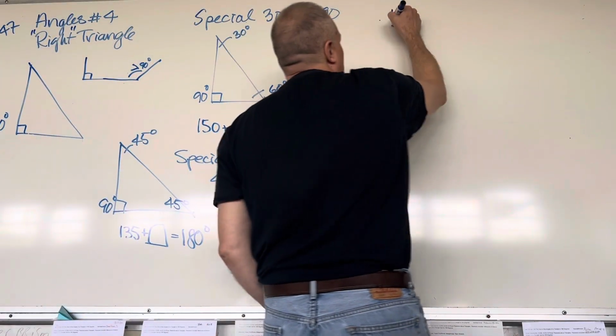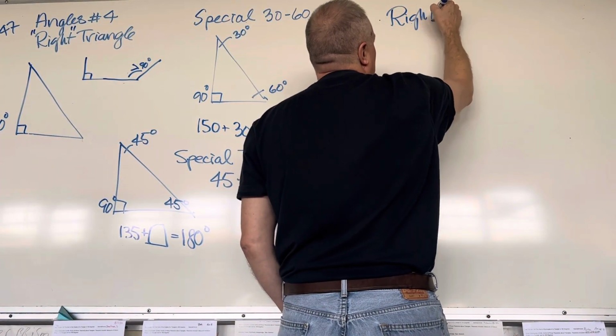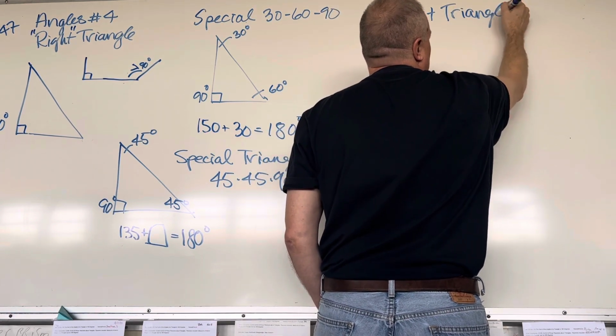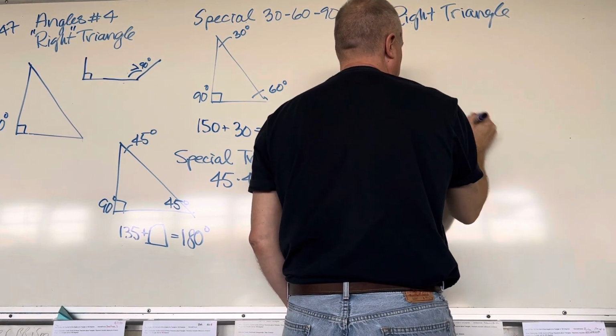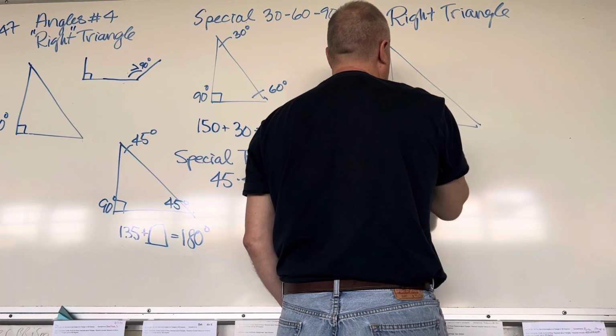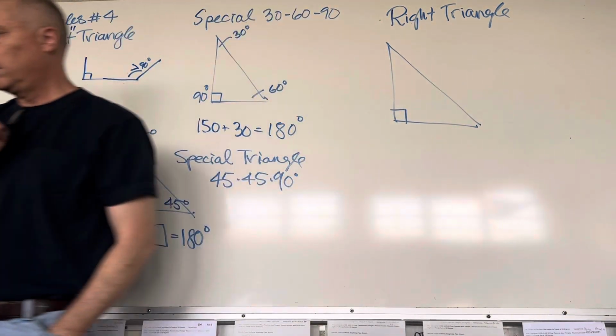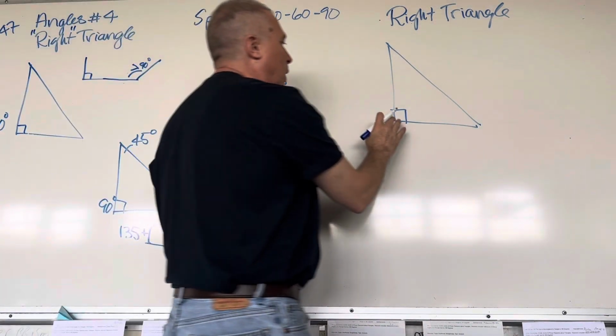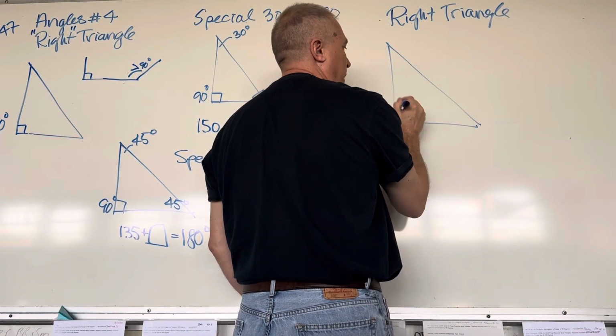Here we go. Right triangle, which is what? Repeat it again to yourself. What's a right triangle? A triangle with one 90-degree angle. We show it with a square right here.